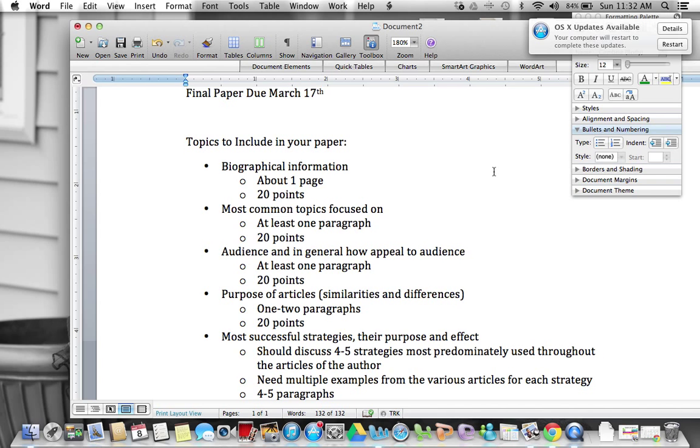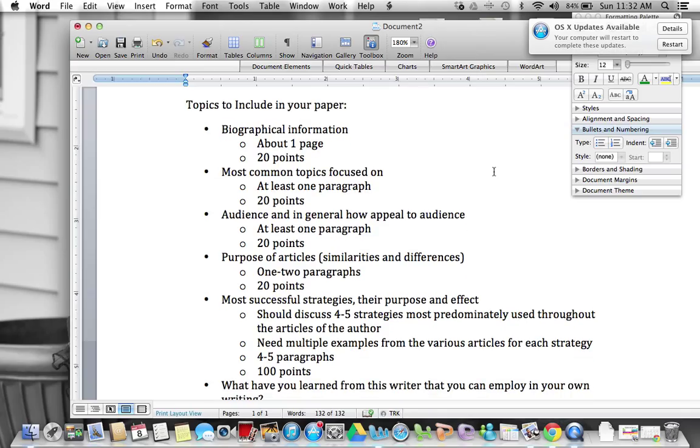Next paragraph should be the most common topics that the author focused on in those 6 articles that you read, whether they were current events issues, they always were talking about medical or solving people's problems. You just need to talk about, here's what they talk about and maybe why. So that'll be about a paragraph and should be another 20 points.